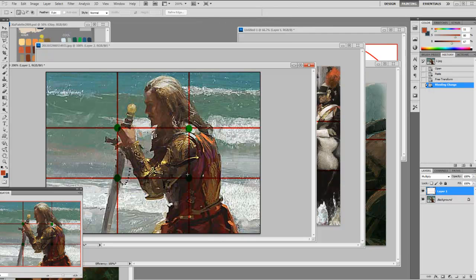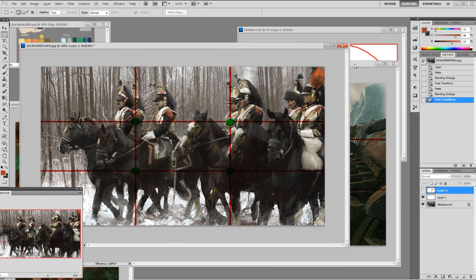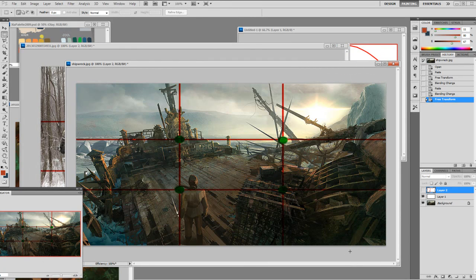As you can see, it's also following along the rule of thirds. And so does this very awesome painting of soldiers here, and of course shipwreck and pirates, also following the rule of thirds. The guy over here, or the sunset or sunrise over there.